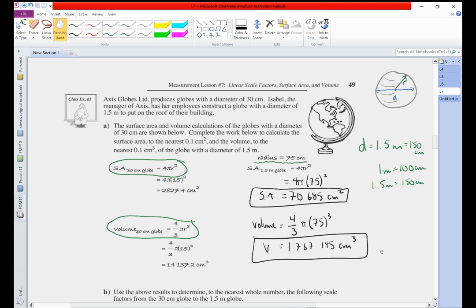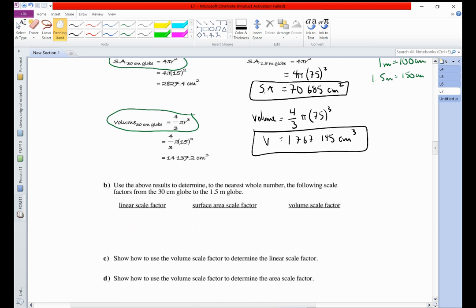So the biggest thing I wanted to talk about is the next part of this question. It says use the above results to determine to the nearest whole number the following scale factors from the 30 centimeter globe to the 1.5 meter globe. So we know scale factor is new over original. So we can do that for every one of these, right? For linear, we can use the radius. For surface area, we calculated the surface areas. And for volume, we're going to use volume.